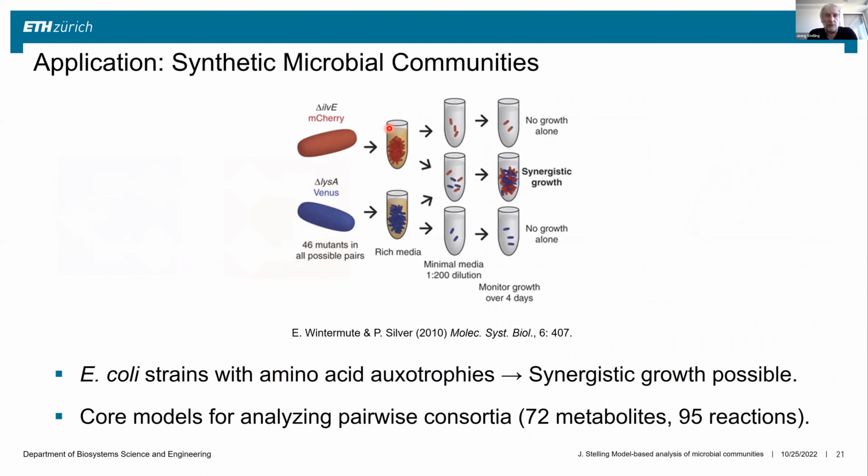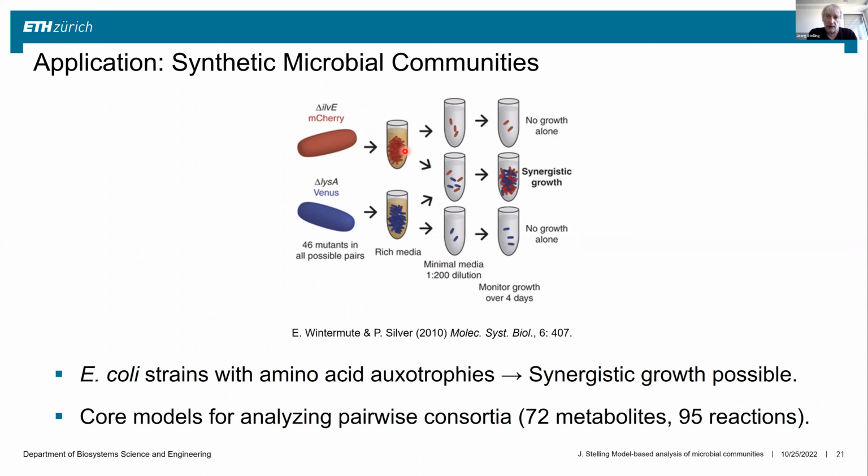So in the end, we tried to see whether this makes sense for real-world applications, and we turned to synthetic microbial communities. These are very simple. This was published over 10 years ago. The idea there was we have mutants of E. coli. Each mutant has a different amino acid synthesis pathway deleted. For instance, this would be lysine, gene deleted.